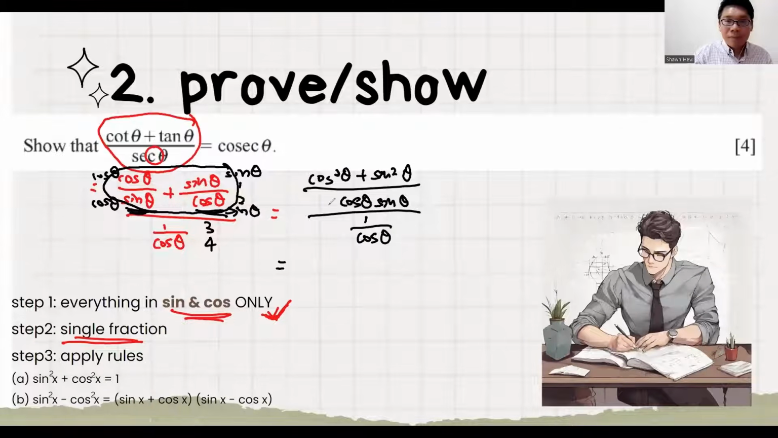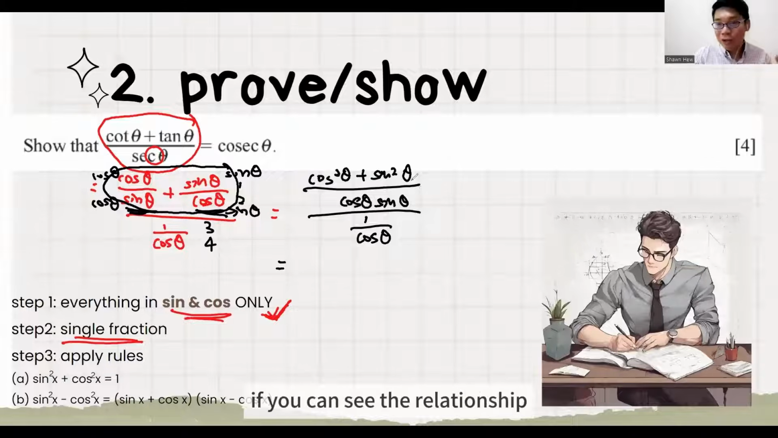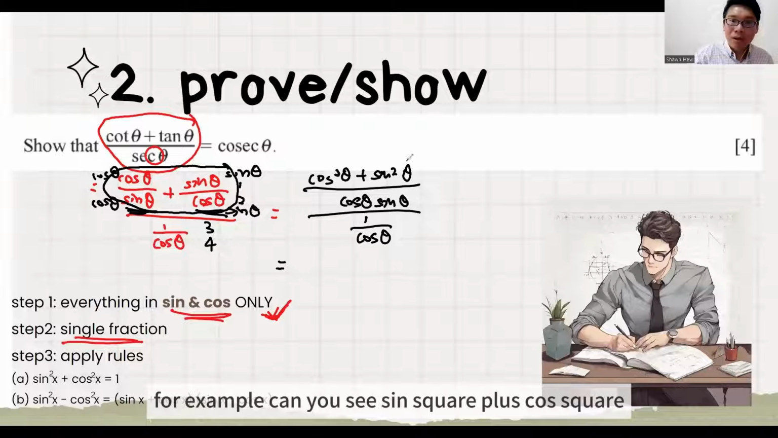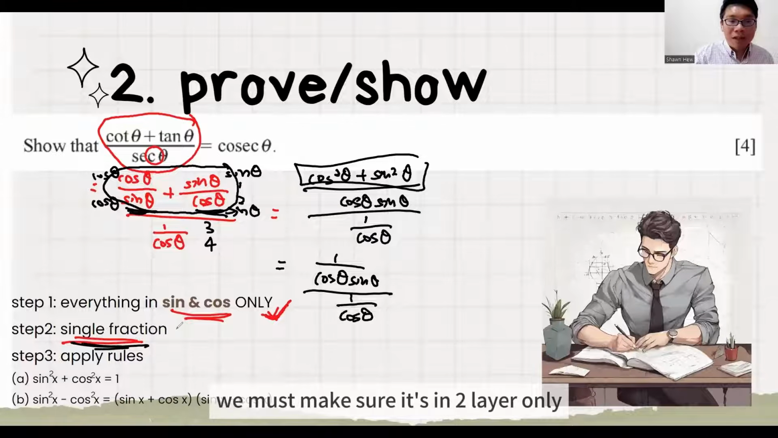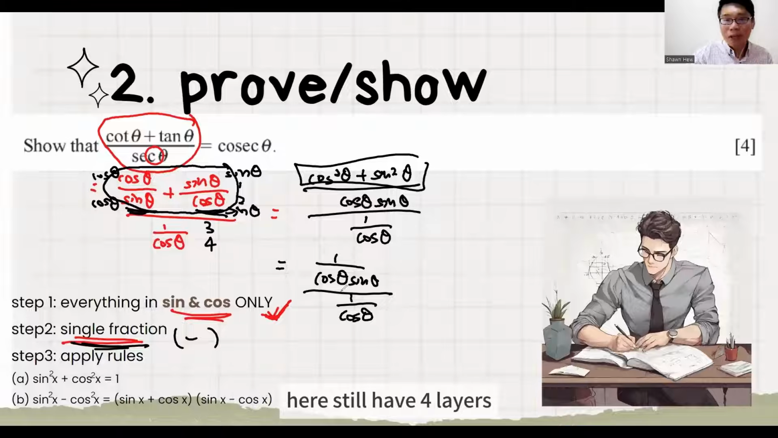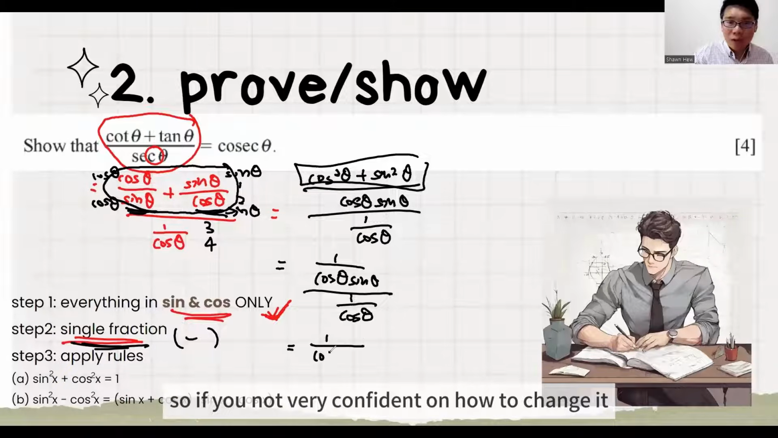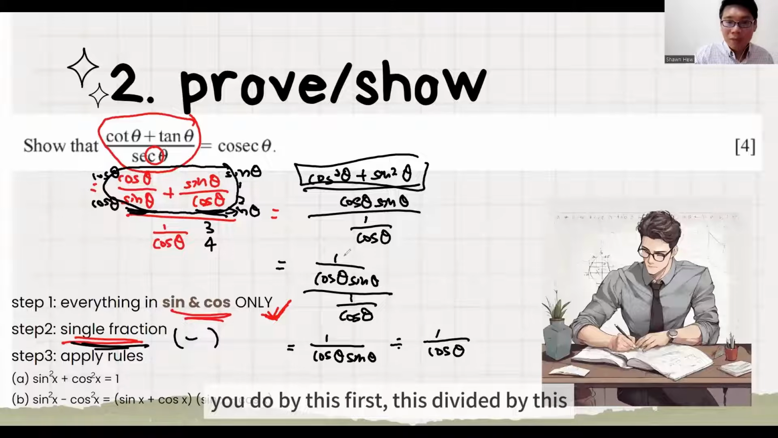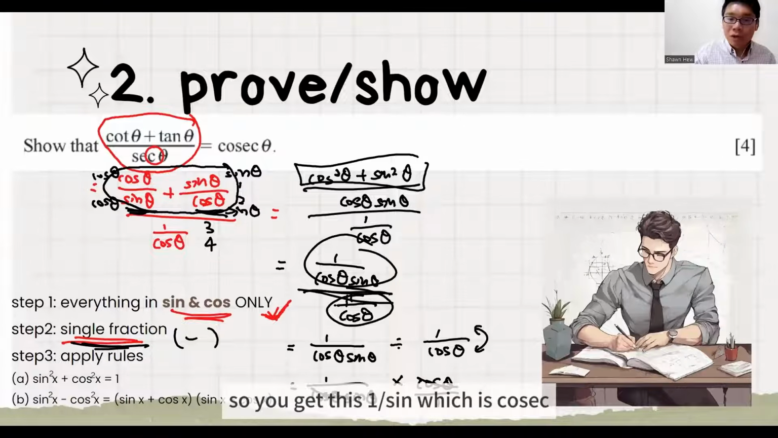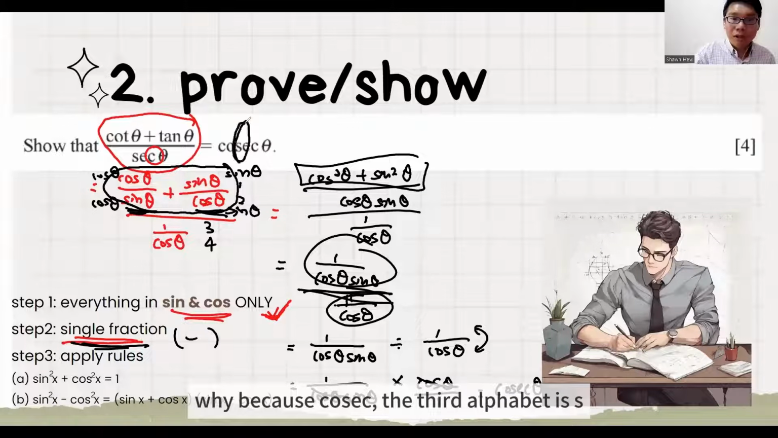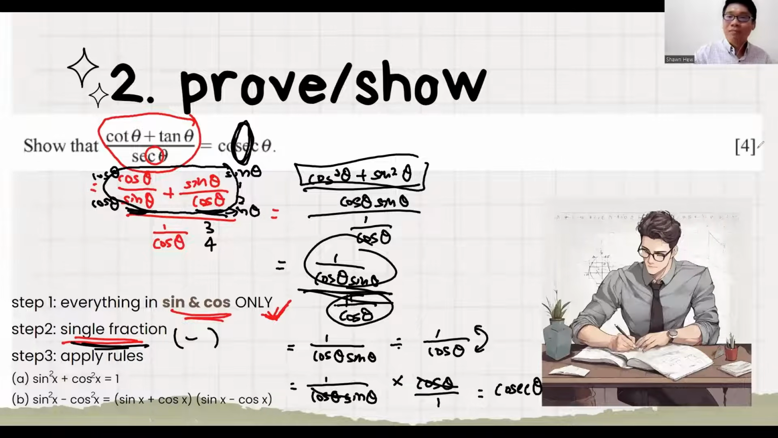cos theta. Okay, and after that, if you can see the relationship, then you can directly apply the rules. For example, can you see sine square plus cos square? You can directly change it to 1. Then, of course, this single fraction, we must make sure it's in 2 layer only. Here still have 4 layer. So if you're not very confident on how to change it, you do by this first. This divided by this. Then change divide to time. So you get this 1 over sine, which is cosecant. Why? Because cosecant, the third alphabet is S. So it's 1 over sine. You got this format.